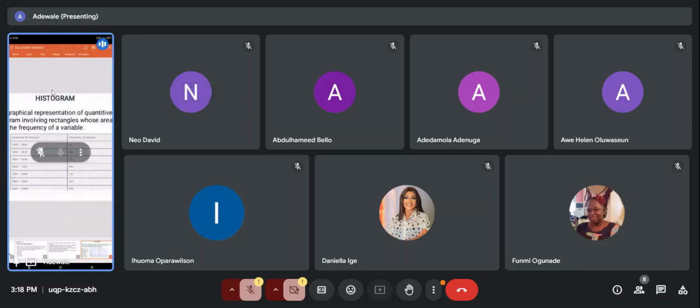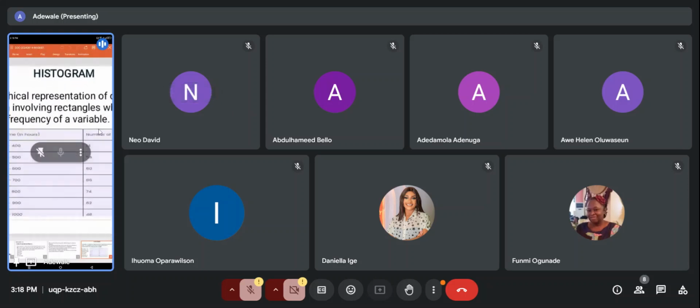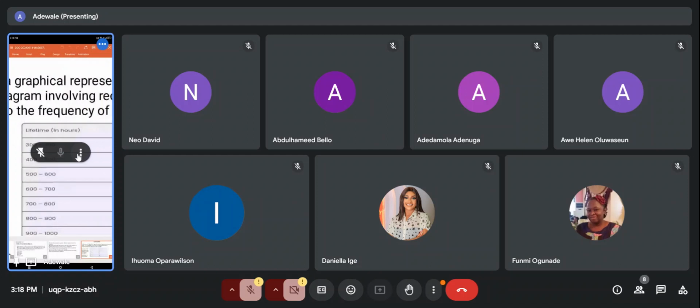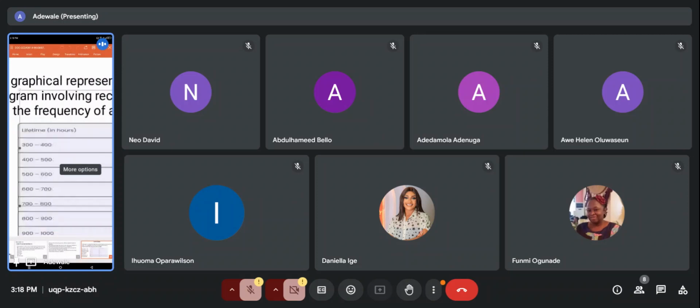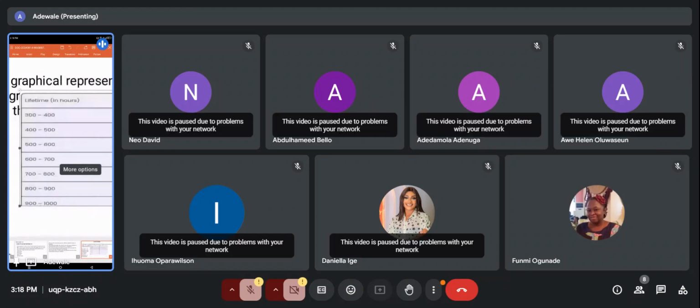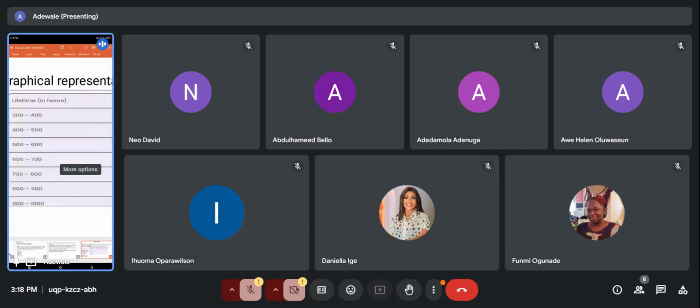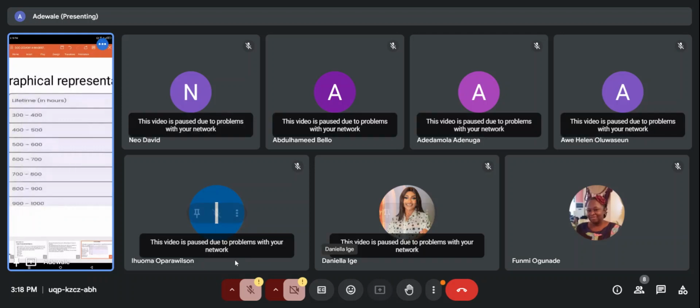Histogram of this data set. For example, you can see the lifetime in hours: 300 to 400, 400 to 500, and so on. You can also see the number of lamps that is there: 14, 56, 60, 86, 74, 62, 48.